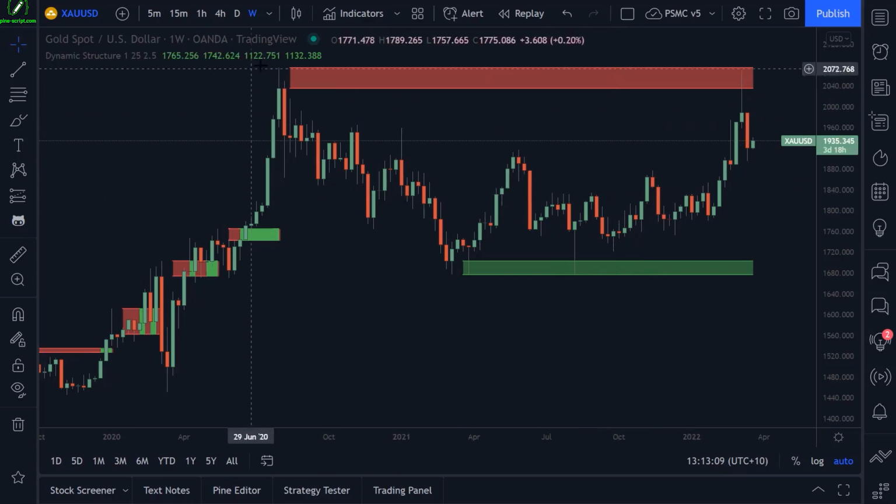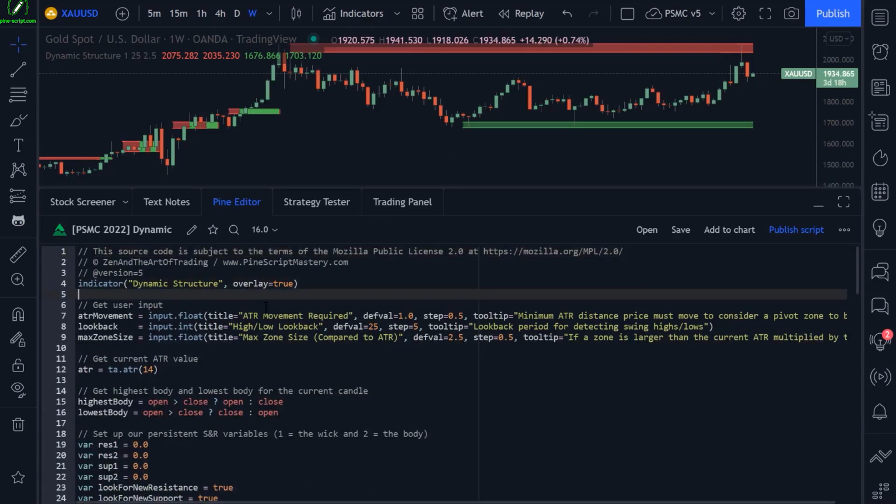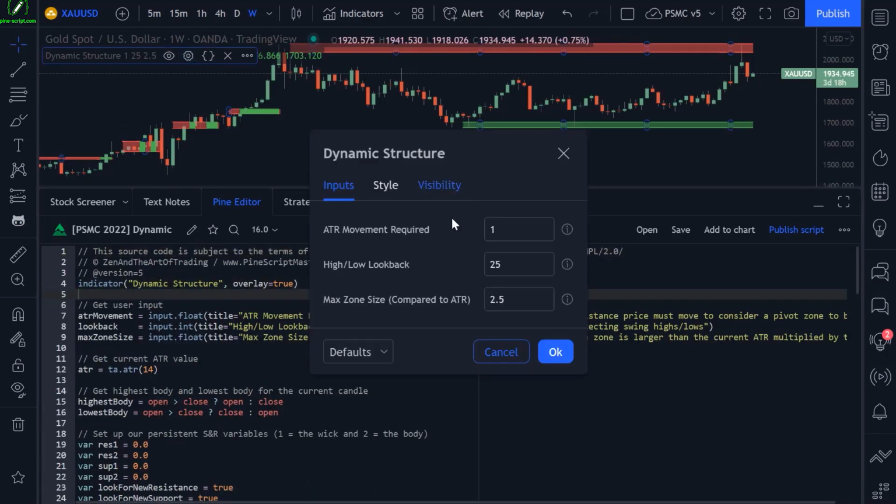But for now, let's open up the source code and get started breaking down this script. So before we get into the code, let me just explain the user inputs. So we have 3 user inputs here to work with. The first one is ATR movement required. If I hover over the tooltip here, it says this is the minimum ATR distance price must move to consider a pivot zone to be quote unquote major or significant.